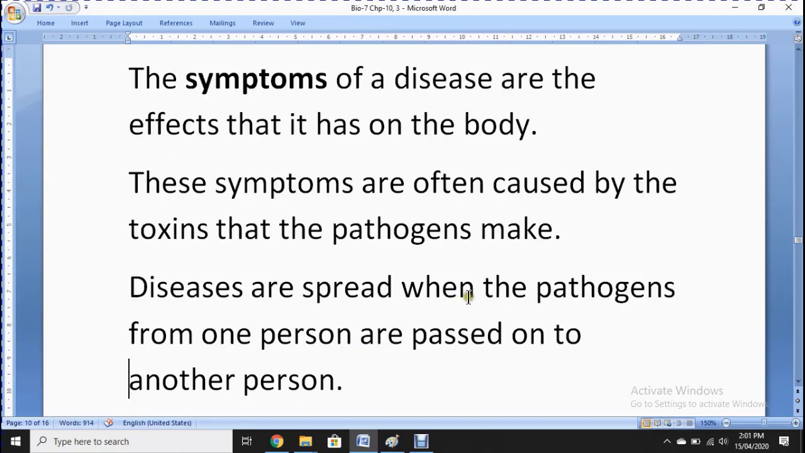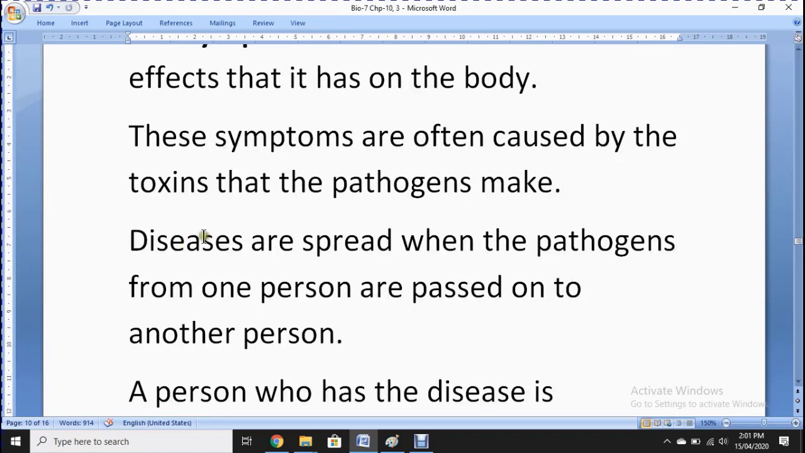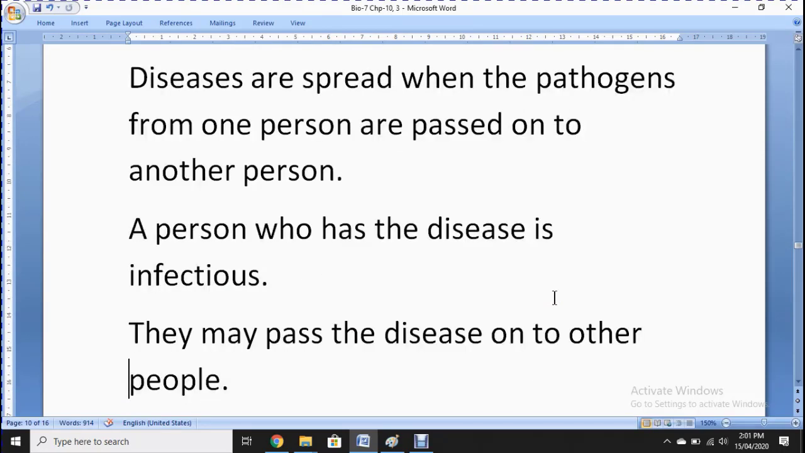Diseases are spread when the pathogens from one person are passed on to another person. Now, one person is infected, so he will spread it to others. Actually, he spreads the pathogen from one person to another. A person who has an infectious disease may pass the disease on to other people.